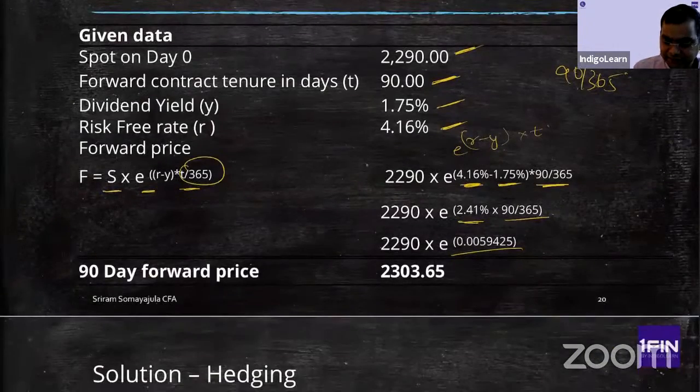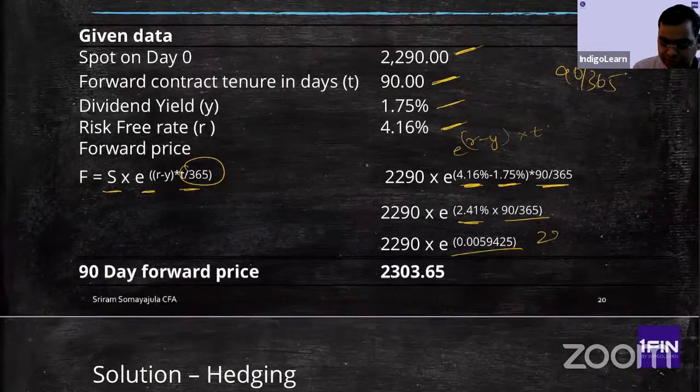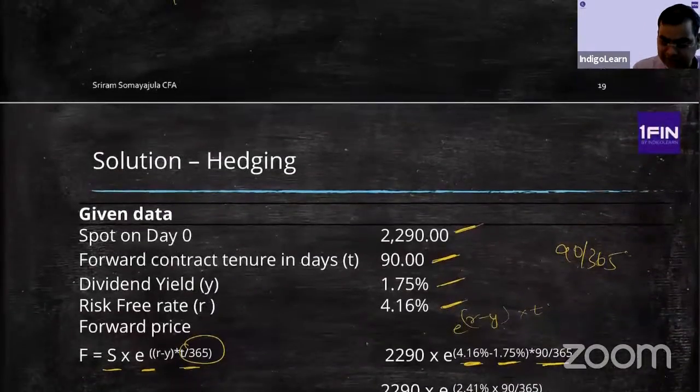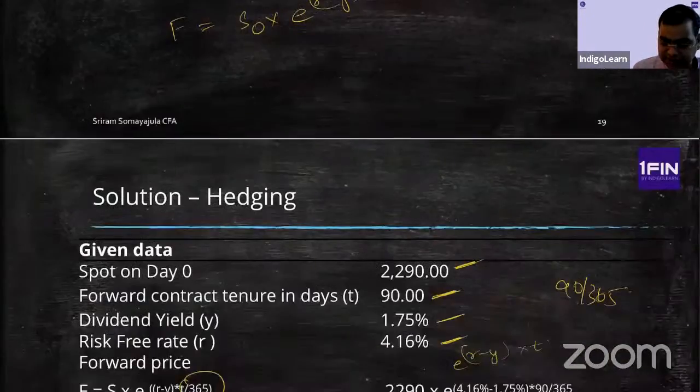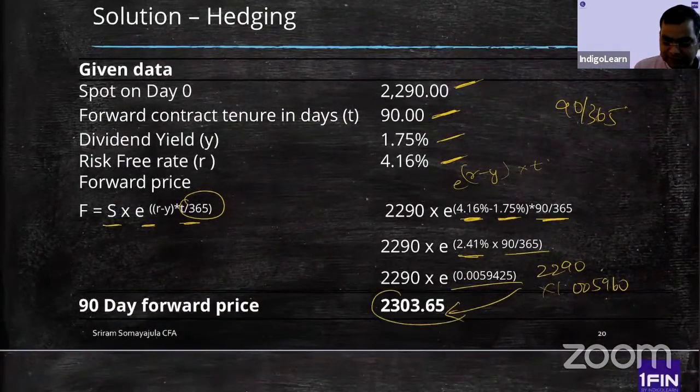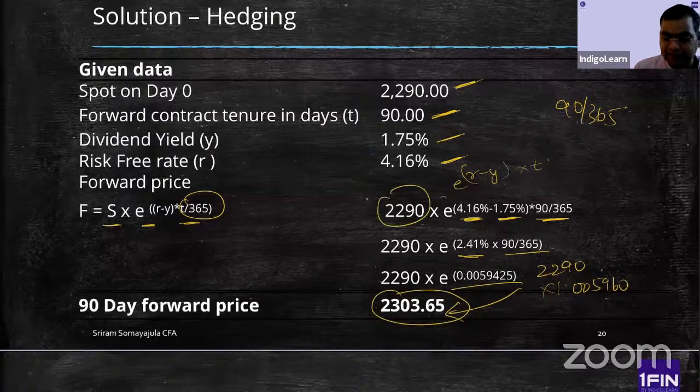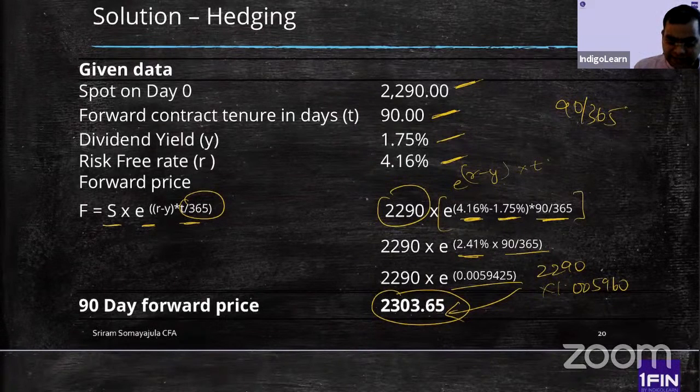You directly take this value, 2290 into 1.005960. Correct? That is what they've given. If you do this, you will get the answer. So the 90-day forward price is 2303.65, which is your spot multiplied by e power (R minus Y) into T. So this is the 90-day forward price.